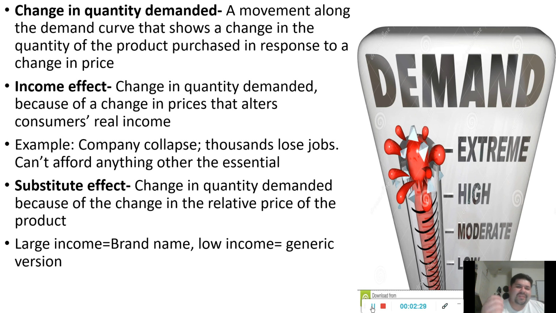If you remembered, awesome. But basically what this is saying is that there is a movement that does happen when price has changed. Okay, now why would that affect people? What kind of things does that mean? One of the big things that makes people change whether they buy something or not is usually their own income, how much money they make from their job or whatever. That is known as the income effect. It's a change in quantity demanded based on the changes in price that alters consumers' real income.